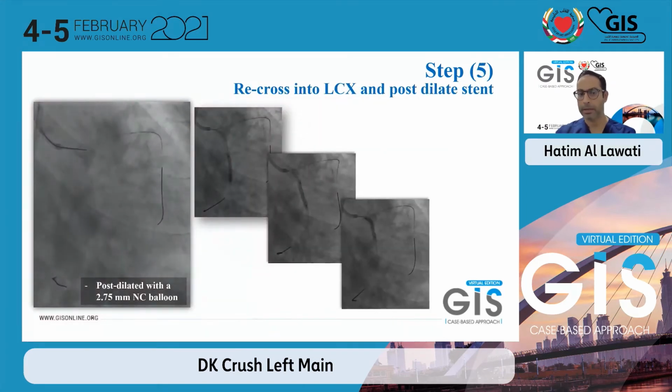I got a third wire across the crushed struts into the circumflex, and that went pretty easily. And the first wire was retrieved without any significant resistance, probably because we only had just a couple of struts hanging out into the left main. We then proceeded to post-dilating our circumflex stent with a 2.75 millimeter non-compliant balloon all the way out to the left main.